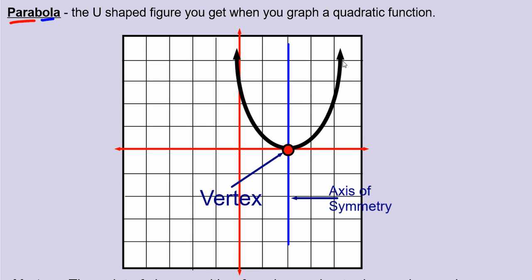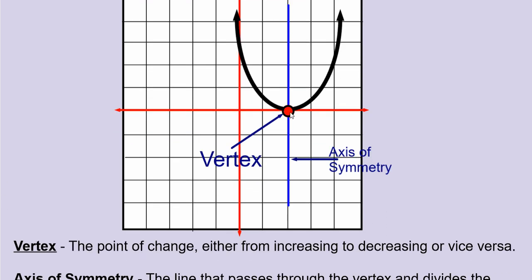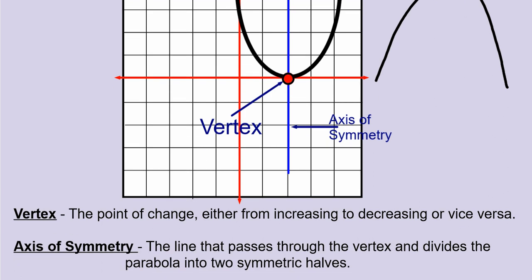There are some key parts of the graph that we should point out because we're going to use these terms. The vertex is the point of change. If the graph opens up, the vertex will be the lowest point. If the graph opens downward, like if you toss something in the air and it comes back down, the vertex would be the highest point. So the vertex is either the lowest point for a graph that opens up or the highest point for a graph that opens down. You can also define it as the point of change, where the graph either goes from down to up or up to down.